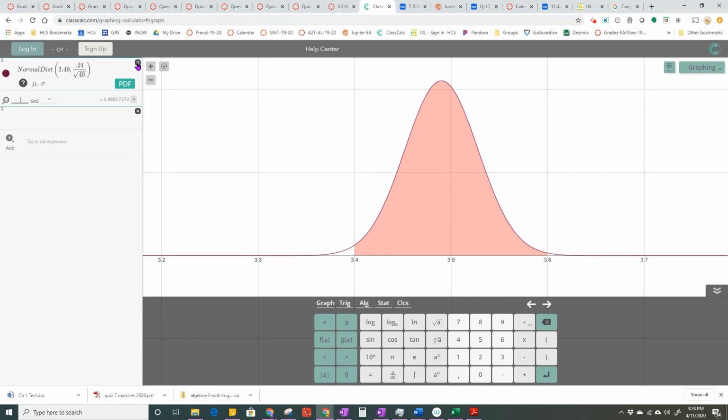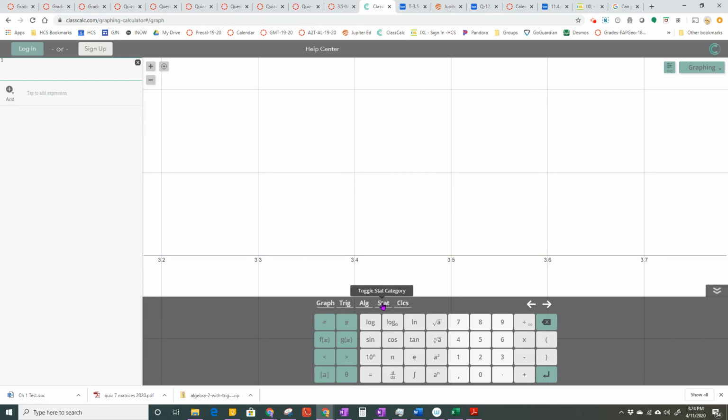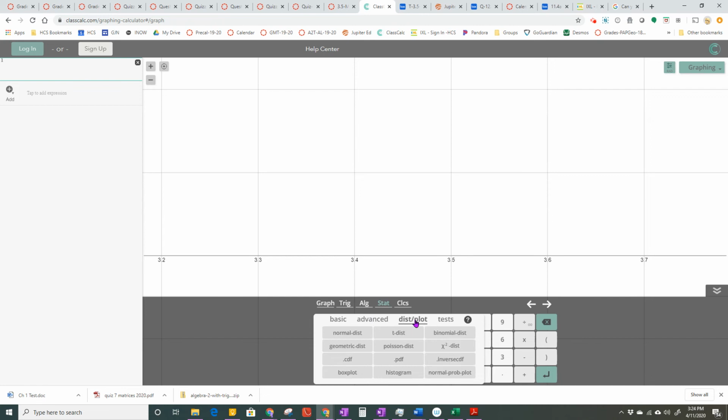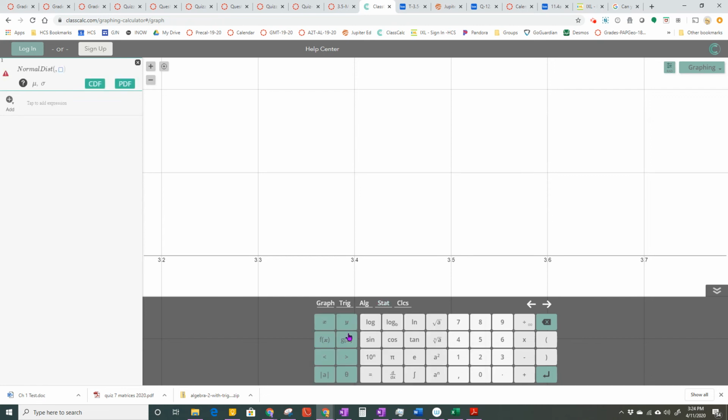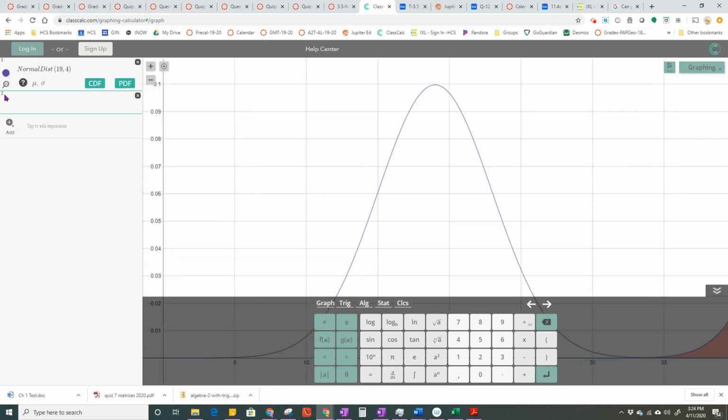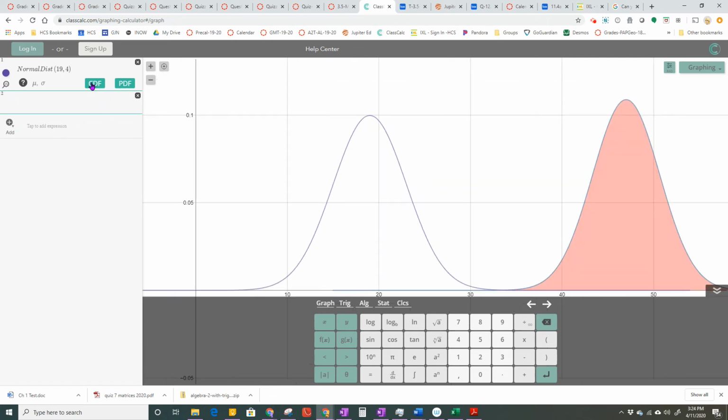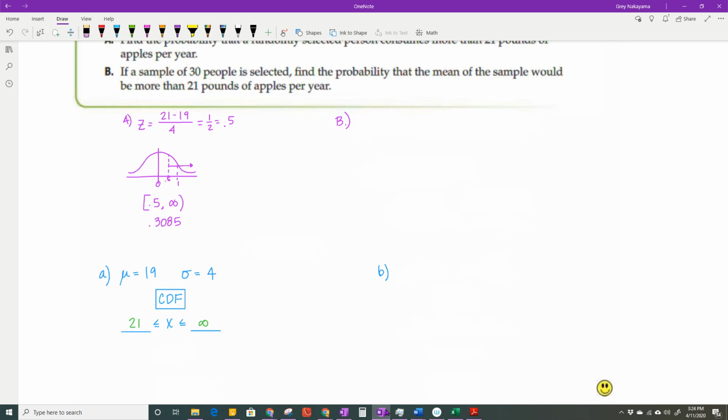So I'm going to clear that. And I should have just typed over the numbers. I said that last time. Stat, distribution, normal distribution. My mean is 19. My standard deviation is 4. Push enter. I want the magnifying glass so I can see it. I hit CDF. That's funny that has both of them on there. CDF, and it was going from 21 to infinity. So what is my answer? 0.3085. So that's what we got right there. So I put that down and I change it to a percent.